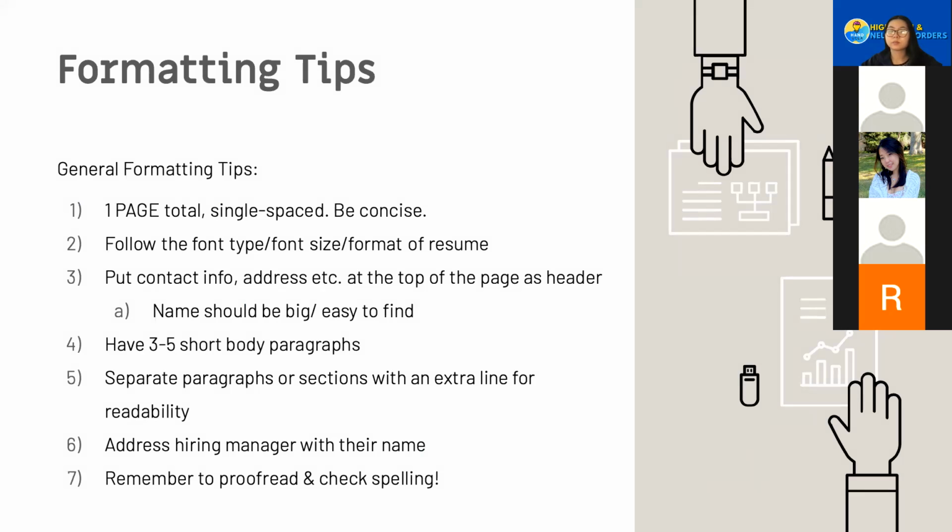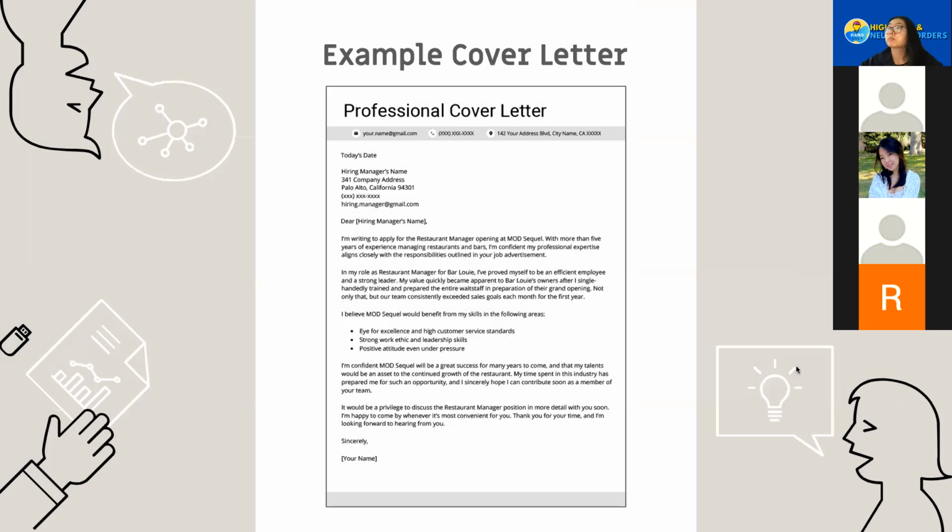Within your letter, make sure to have 3 to 5 body paragraphs that are separated in sections with an extra line for readability so it looks a bit more organized. At the end, make sure to properly address the hiring manager or evaluating audience with their name and title. And finally, make sure to proofread your cover letter and check for any spelling or grammar mistakes.